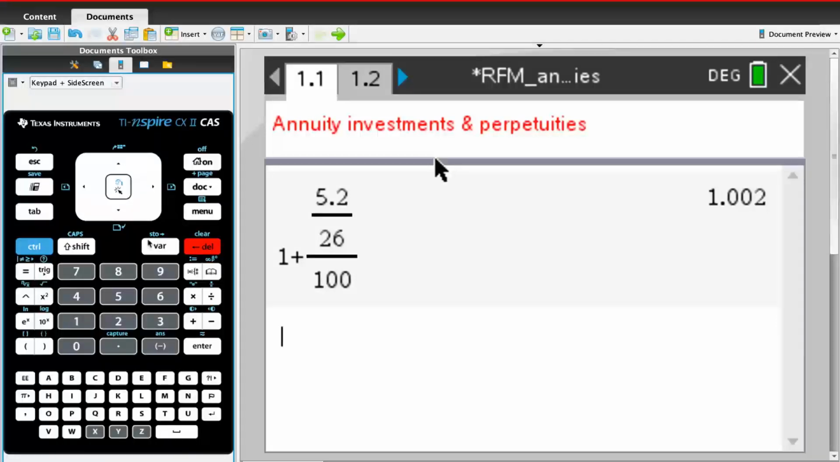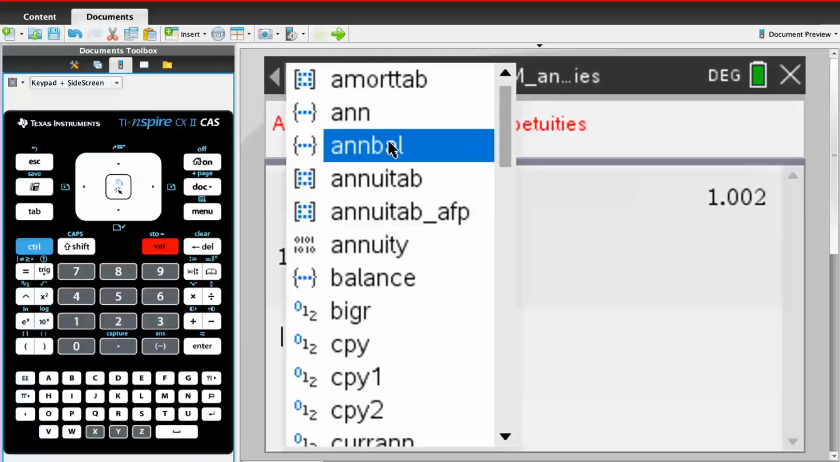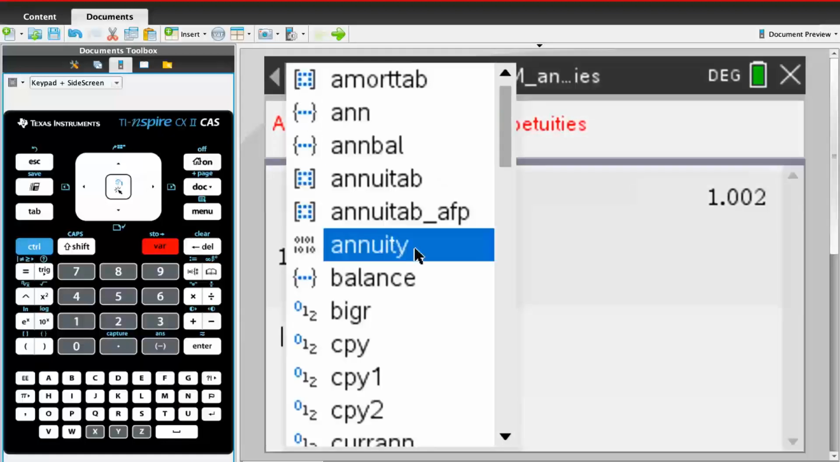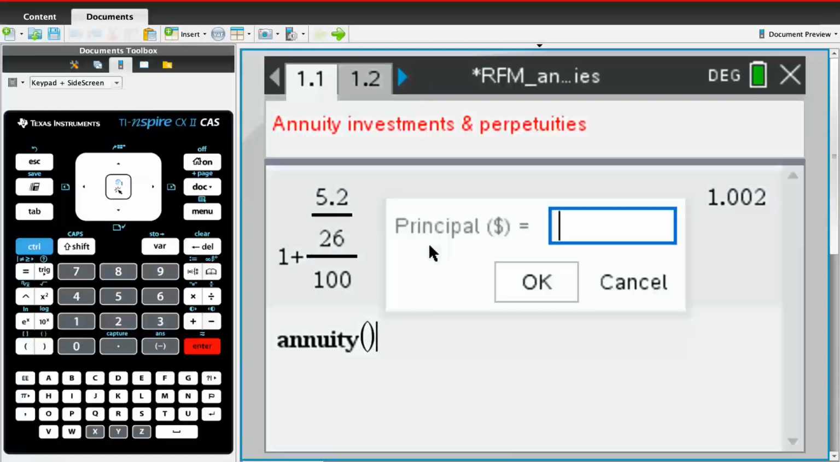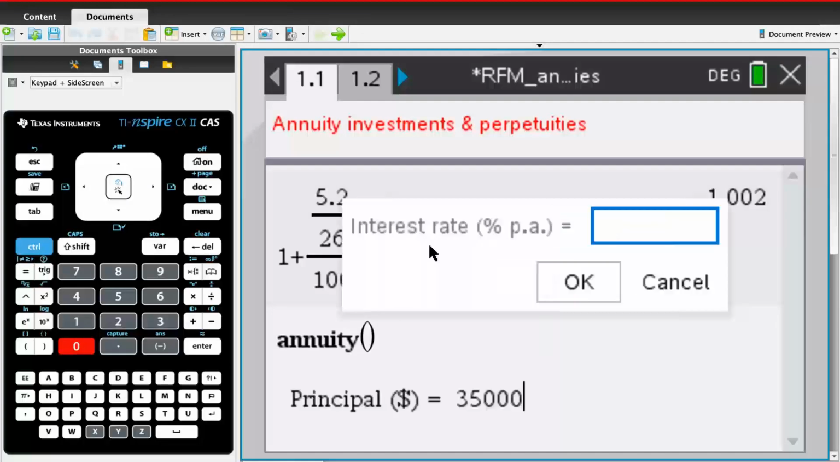So I'm going to press the VAR key, which shows me that there is a program called Annuity. If I press Annuity and then just close the brackets and press enter, it's running a program. So the principle, if you remember, is the original lump sum that was put in. We're not making this negative. We're just talking about the quantity of money rather than the direction, it being positive or negative. So that's the principle. And the interest rate was 5.2.